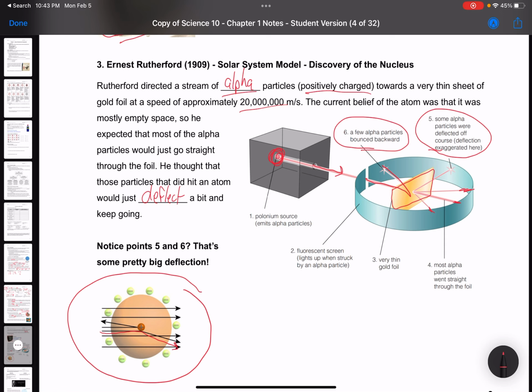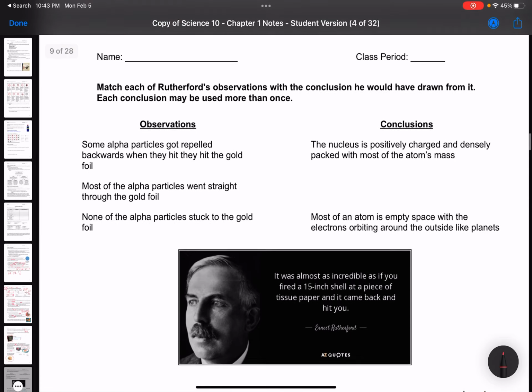And then some of them also hit and had a massive deflection. He saw minor deflections, a little bit off course, but not a 90-degree angle, and definitely not coming backwards. So these were very interesting to him.